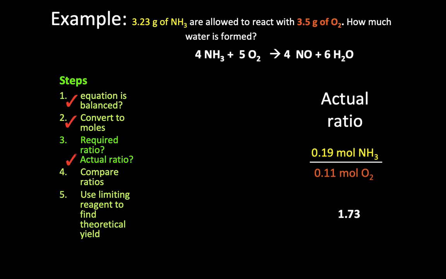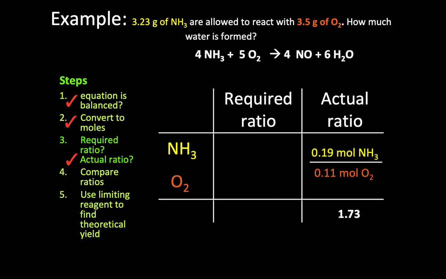Now that we've found our actual ratio, we'll also find our required ratio. A required ratio is the numbers that we find from the chemical equation. What are we required to have as a ratio of ammonia to oxygen in order to make this equation proceed? So we get those from the coefficients that are listed next to our substances in the equation. We bring those down, we have a 4:5 ratio of ammonia to oxygen. That is the ratio that is required for this reaction. And then we do 4 divided by 5 is 0.8.